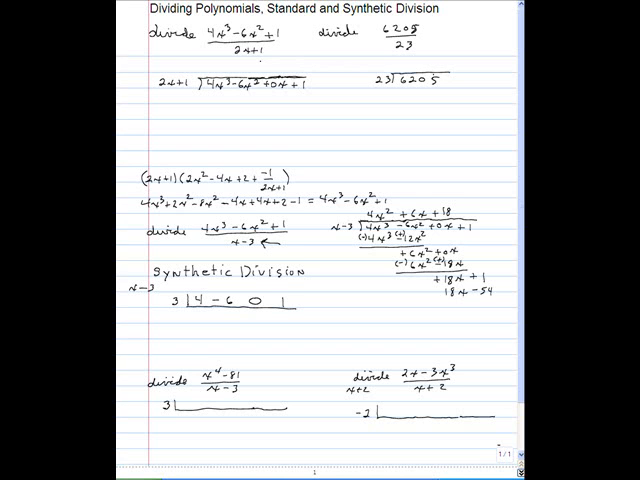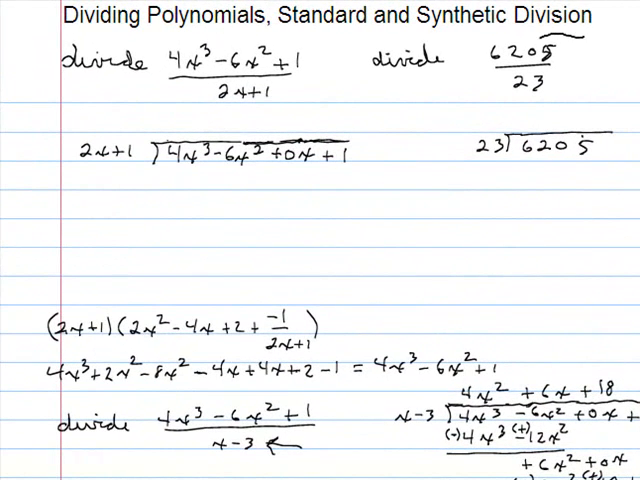Over here, instead of tens, we have x's. The 4 represents the x cubed, the negative 6 represents the x squared, but we don't have any x's in this, so I put plus 0x, and the 0x is taking the same place as the 0 did in the regular number division. So now I've got every power of x listed in descending order.